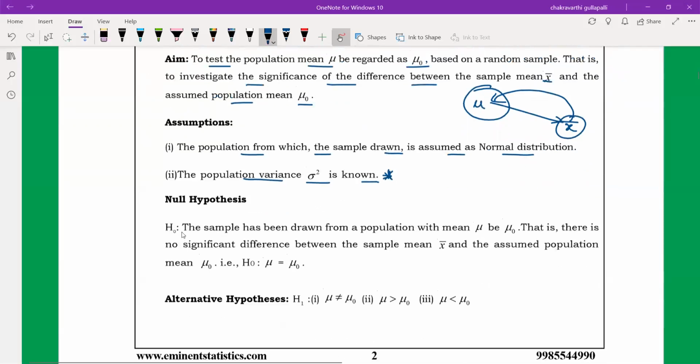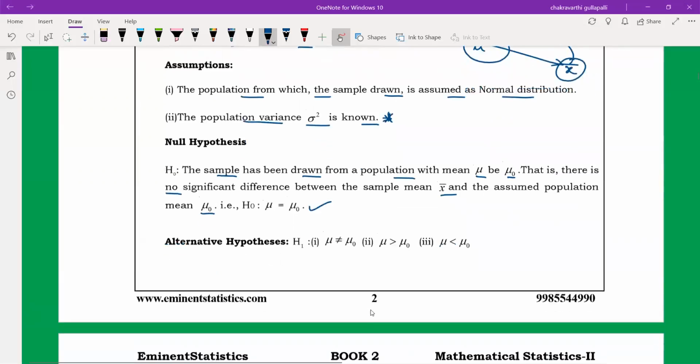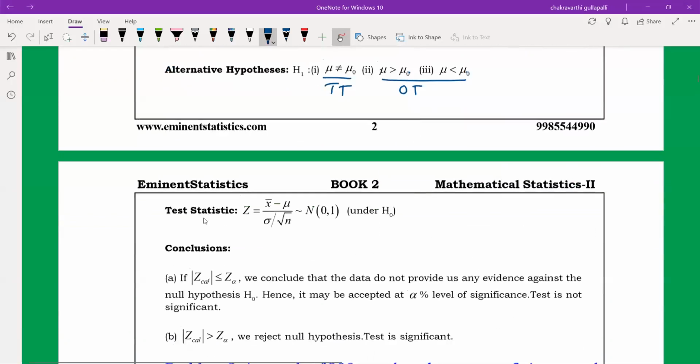Set up the null hypothesis H naught: the sample has been drawn from the population with mean mu naught. That is, there is no significant difference between the sample mean and the assumed population mean mu naught. H naught: mu is equal to mu naught. So population mean is equal to some specified value. Alternative hypothesis H1: mu not equal to mu naught, mu greater than mu naught, mu less than mu naught. There are three alternative hypotheses. So this is a two-tail test. For the other cases, one-tail test: right tail, left tail.